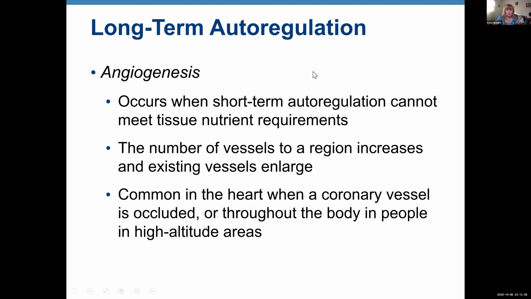Long-term autoregulation includes angiogenesis. It occurs when short-term autoregulation cannot meet tissue nutrient requirements, the number of vessels to a region increases and existing vessels enlarge. So if this short-term regulation that regulates the diameter of blood vessels doesn't work, then we just grow more vessels, angiogenesis, or vessels become larger. It's common in the heart when coronary vessels are occluded, or throughout the body in people in high altitude areas.